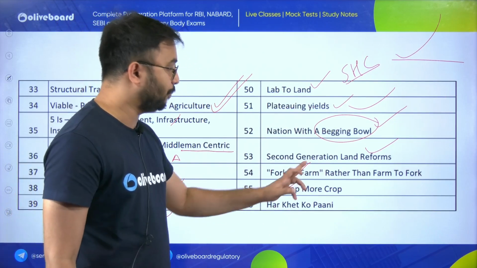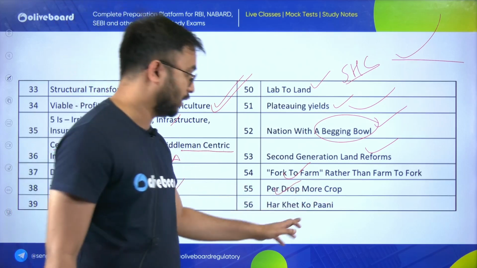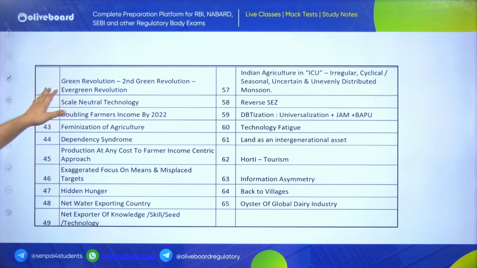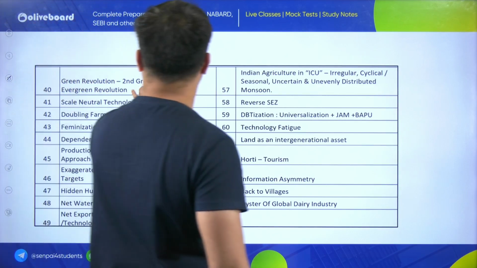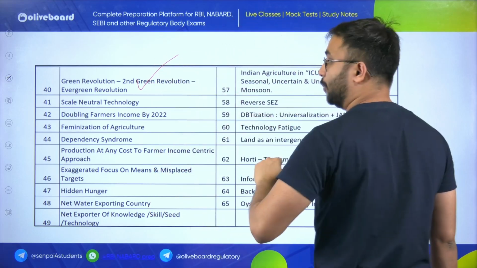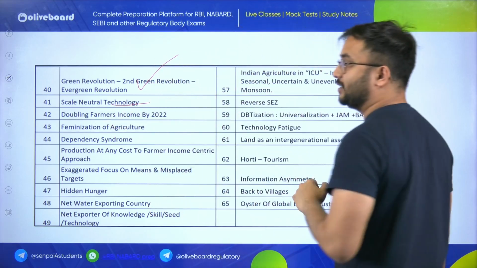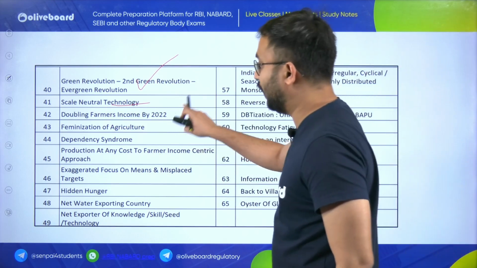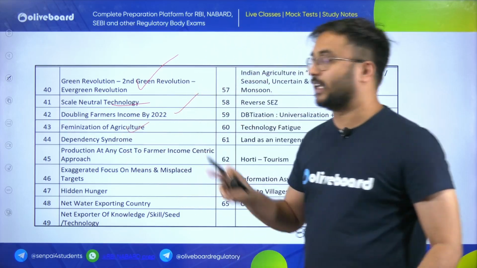Next, per drop more crop, of course Sinchai Yojana. Then har khet ko pani, Sinchai Yojana. Okay, next, Green Revolution, second Green Revolution, evergreen revolution. You can write these approaches. Scale neutral technology, it is nothing but that it has no negative impact on the environment. Doubling farmer income, feminization of agriculture, very beautiful.